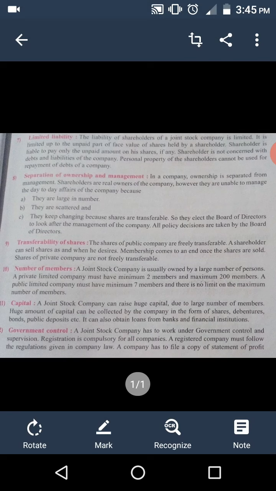Then what is meant by capital? Capital means the money invested by the business owner in the business. So who are the investors in case of a joint stock company? Shareholders are the owners of a joint stock company. So capital is collected in the form of shares. Debentures are one of the instruments of raising debt capital or loan capital. Bonds are also one of the instruments of raising debt capital or loan capital. Deposits, like bank deposits, are also one of the sources of raising short-term capital as a debt or loan capital.